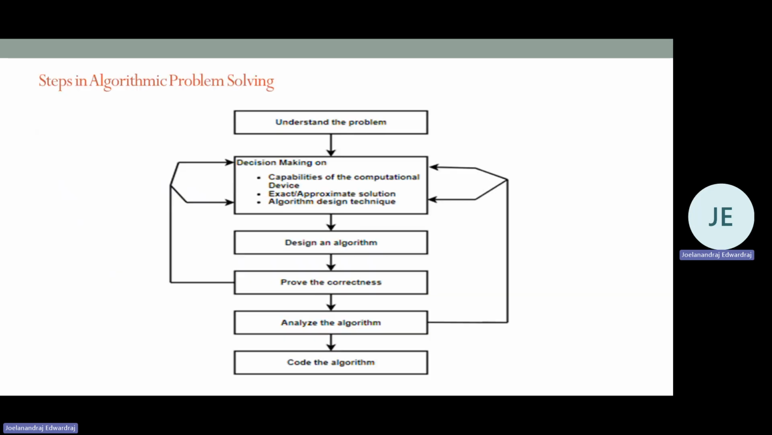So there are some steps that we need to consider before solving a problem algorithmically. The first thing before solving a problem is to understand the problem. Once you understand the problem, the next thing is we need to make a few decisions, right? Upon the capabilities of the computational device on which you're going to solve the problem, and what type of solution you prefer, exact solution or approximate solution. The third one is the algorithm design technique. So these three things are really essential. We have to decide upon these three things.